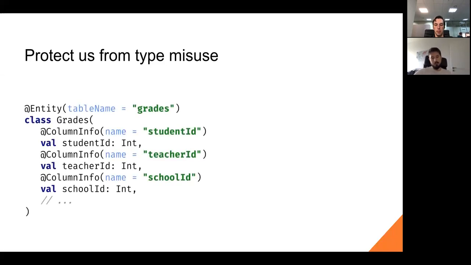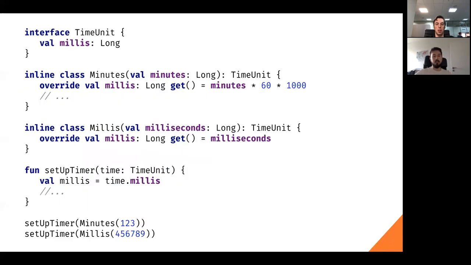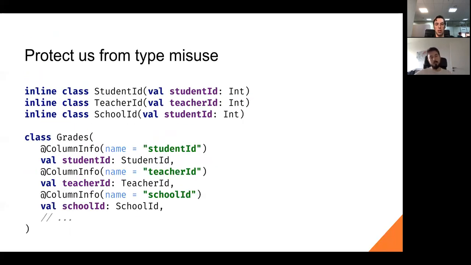Here they are integers. So instead of having a bunch of integers, we can have very concrete inline classes. And then when we use them, we are forced to use a correct type. So we won't use a student ID when we look for a teacher ID, say.